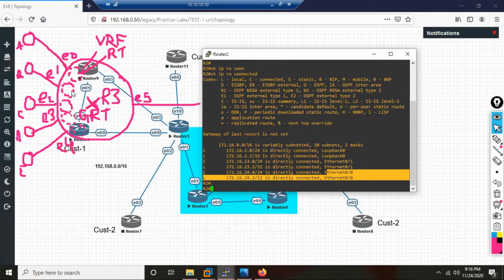No, not possible. Suppose some customer has two offices in Mumbai. I will not create two VRFs because the customer is the same. They have two sites. So can I put them both in the same VRF? Yes. So the VRF can be the same, while physical sites can be multiple. So can one VRF contain multiple interfaces? Yes. Clear, guys?